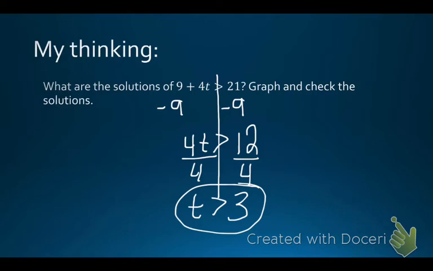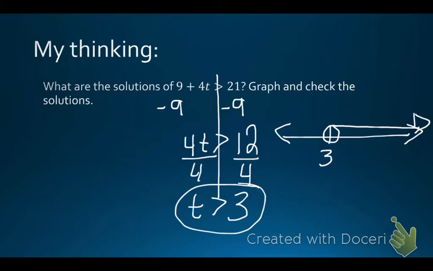So first I'm going to graph that. So if I have a number line, and I have 3, it's going to be an open circle because it doesn't actually include 3 because it's not greater than or equal to, it's just greater than. And it's greater than, so that goes to the right. It's any number that is greater than 3.